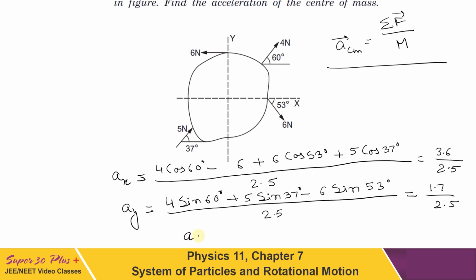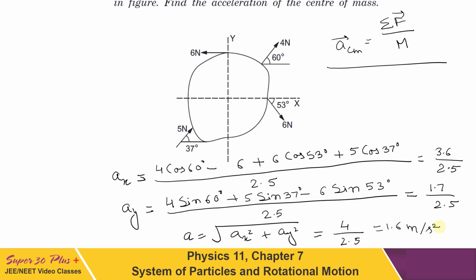And then we will get a_CM to be equal to the square root of a_x square plus a_y square. If I substitute both the values numerically and then square, add, the result will be 4 upon 2.5, which on calculation will be equal to 1.6 meter per second square.